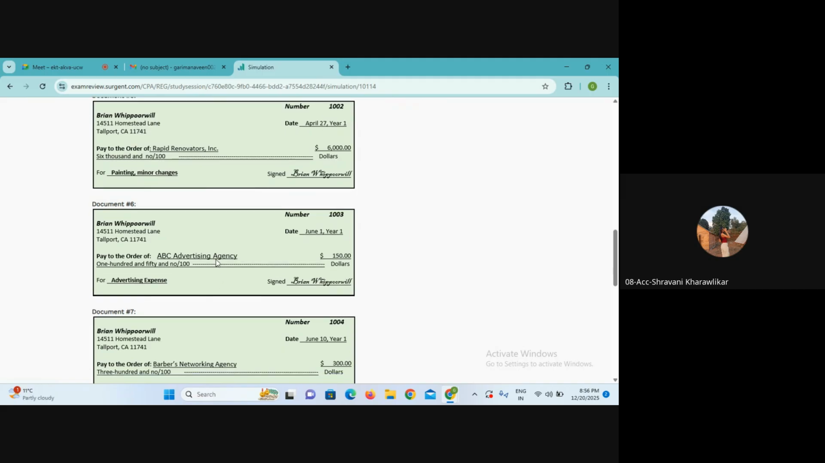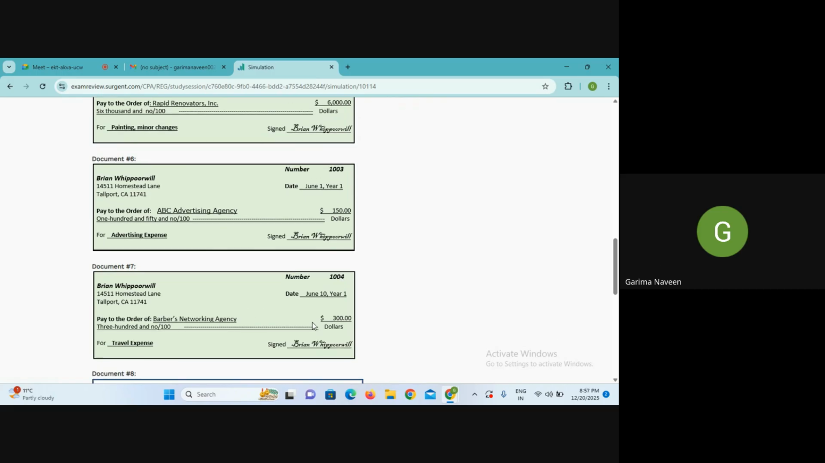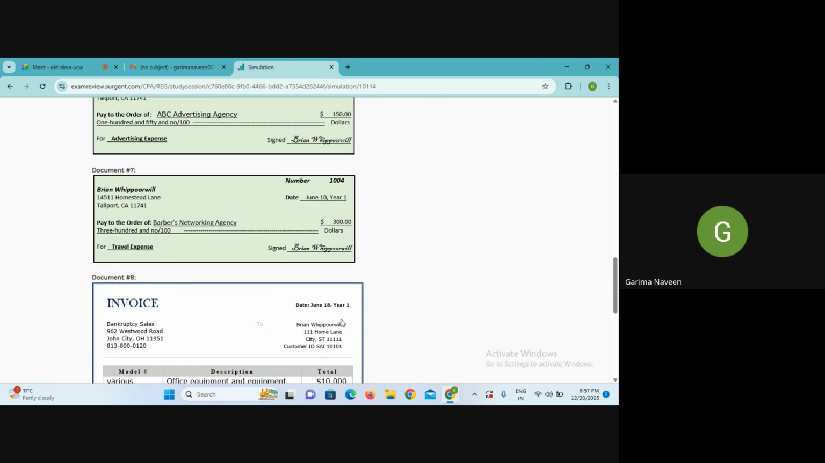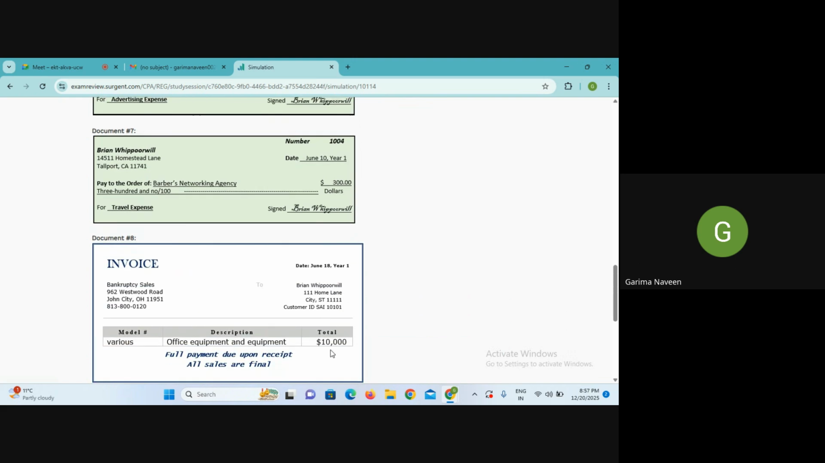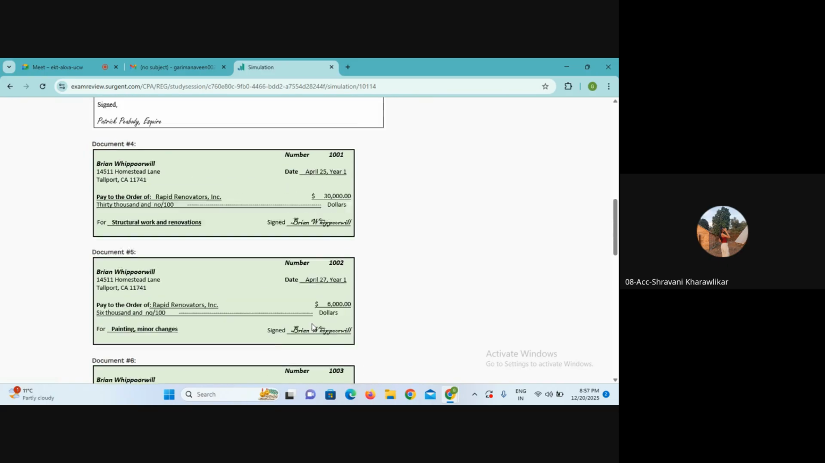Okay, sorry. Advertising agency, you are paying $150. Then networking agency, $300. Office equipment, but that would be for office things. So there will be no operating expense for building. It will be zero. Okay.